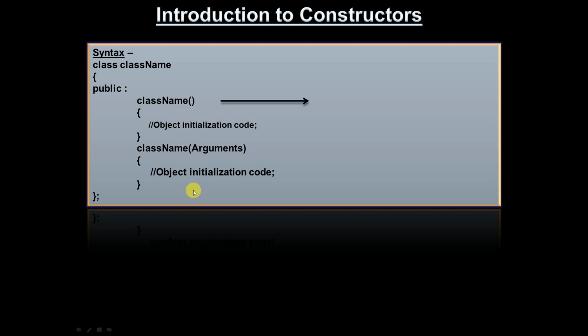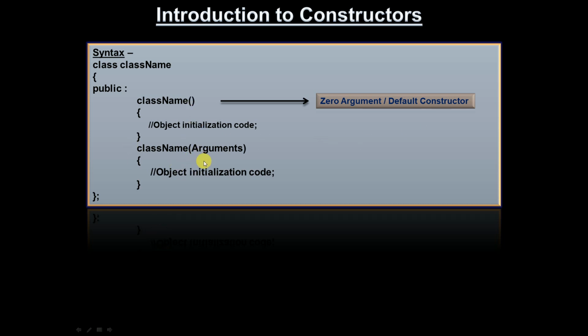So the first one we call zero argument or default constructor. A constructor which doesn't have any arguments, or which has zero arguments, is called a zero argument constructor or default constructor. Don't say default argument constructor. Default argument constructor is different, that we'll discuss in the next session. So either it will be zero argument constructor or default constructor.